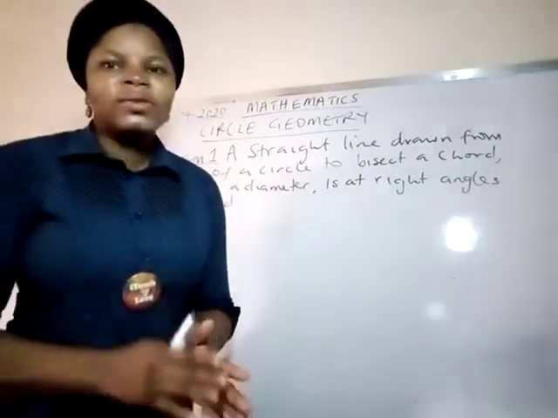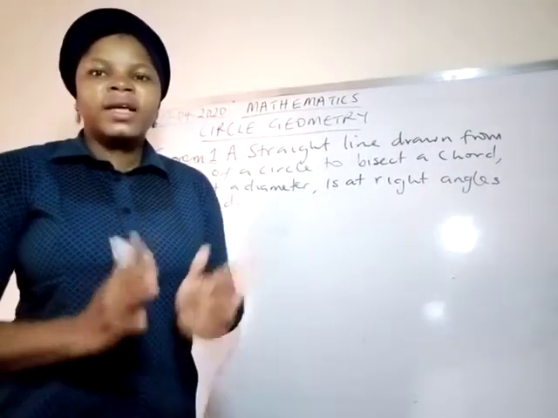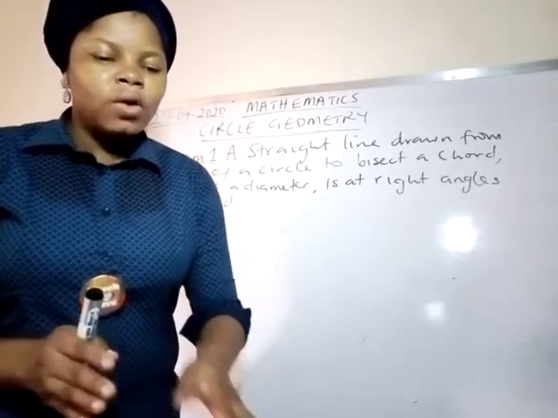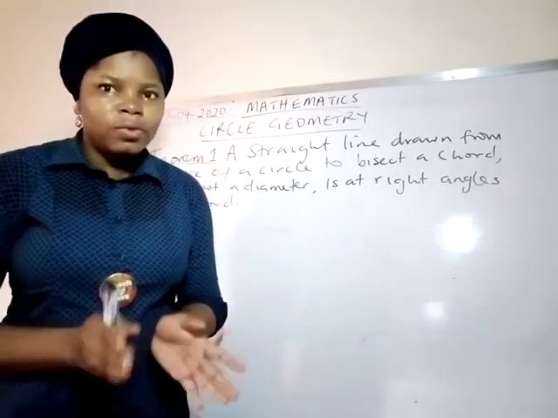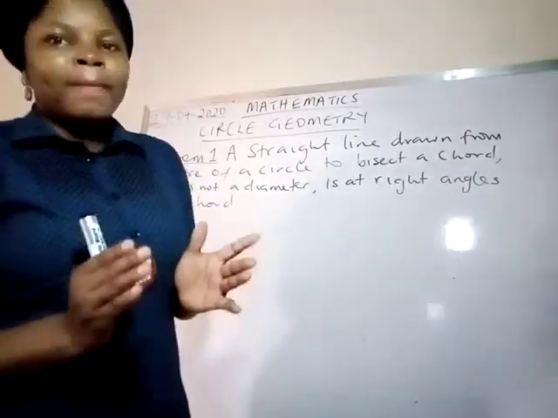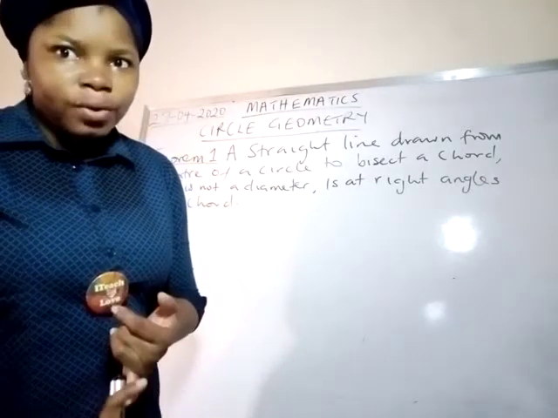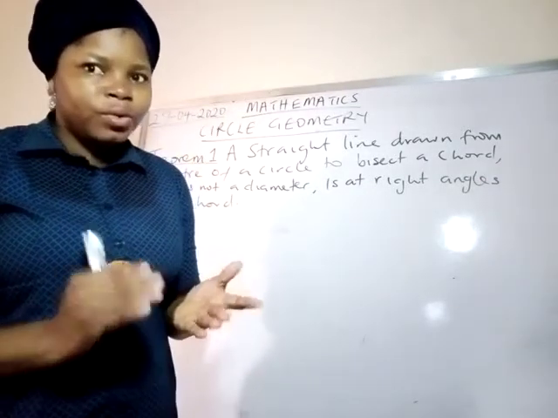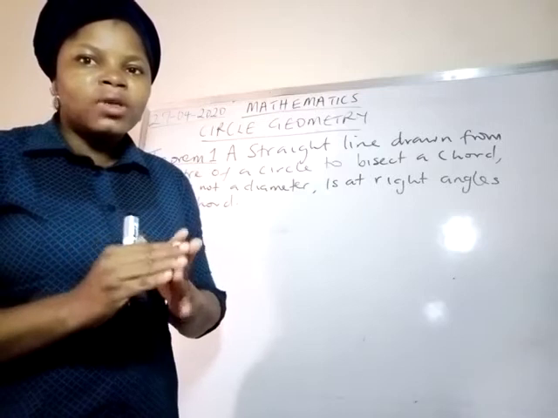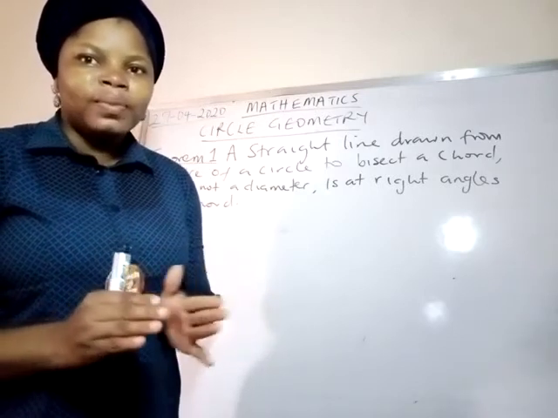So we are going to start looking at the theorems one after the other. Now, the secret of circle geometry is to look at the question carefully. And the first thing, you need to know all the theorems. I'm not saying you should cram it. Just know what the theorem is. Understand what the theorem is saying. Are you getting it now?